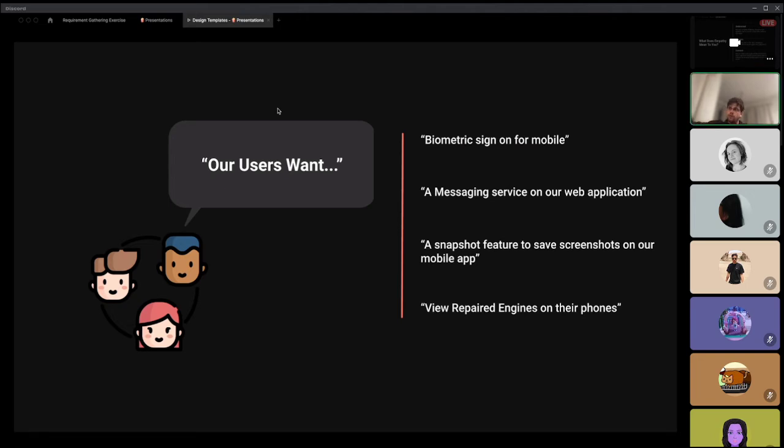When you start out at a place, you'll sometimes see this where it's like, our users want a biometric sign-on for mobile, a messaging service, like I just mentioned, a snapshot feature to save screenshots in our mobile app, viewing repaired engines on their phones. Whatever the question might be, it's feature specific.